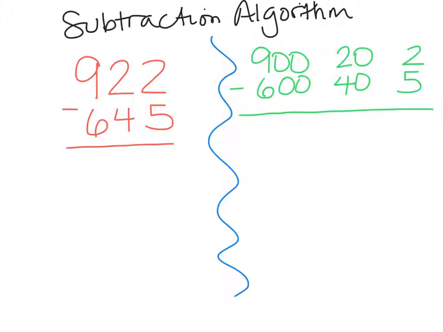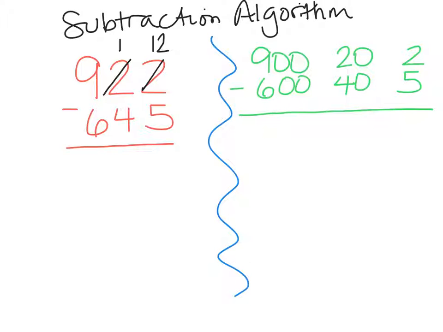On the left over here, I know that I need to take 5 away from 2. And I know that I can't do that. So I need to go over here and regroup, or borrow. I'm going to change my 2 to a 1, and this 2 over here becomes a 12.